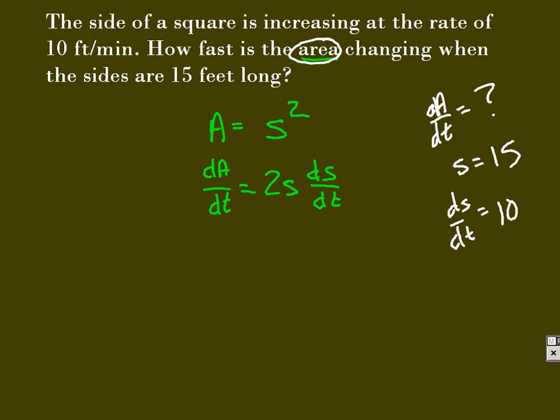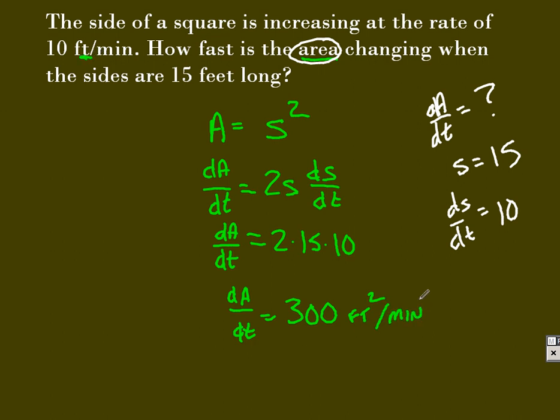So now we can plug in what we know. We want to find dA/dt. We don't know it yet. 2 times the side is 15, and ds/dt is 10. So we're just going to do that multiplication. That means that dA/dt will equal 300. Area would be in feet squared, because we're talking first in feet, and then time is in minutes. So 300 feet squared per minute.